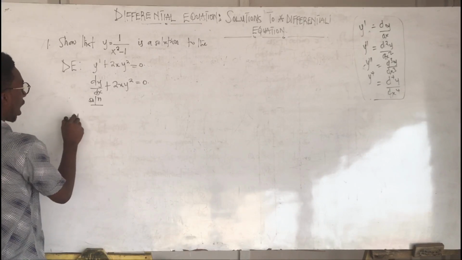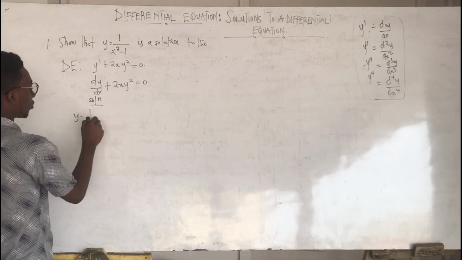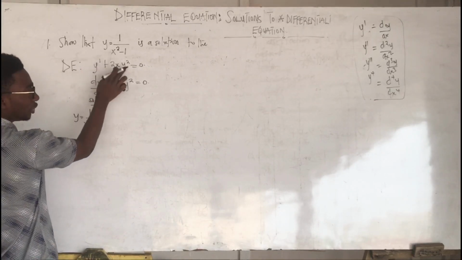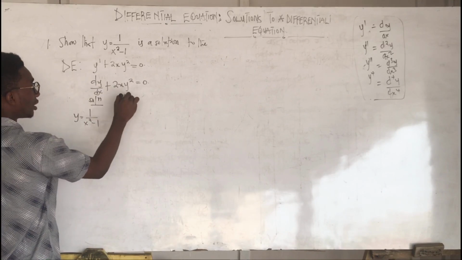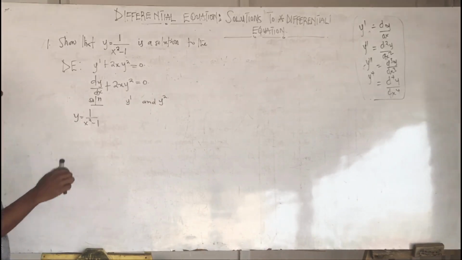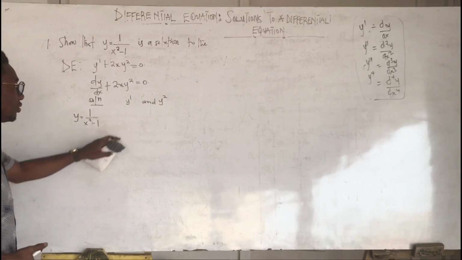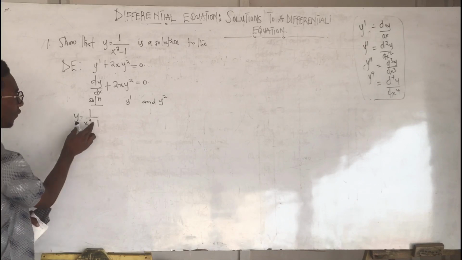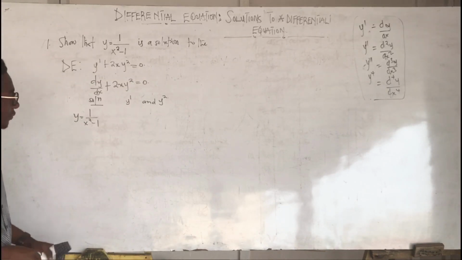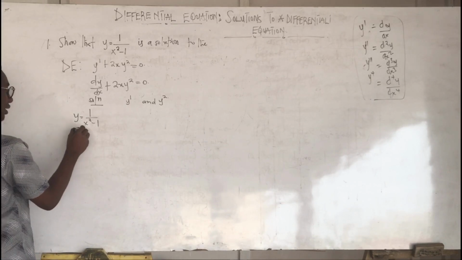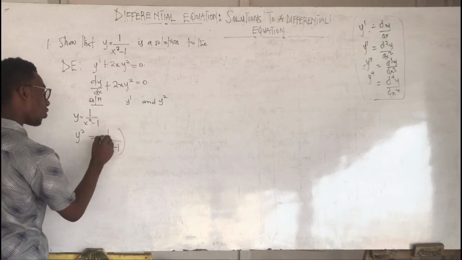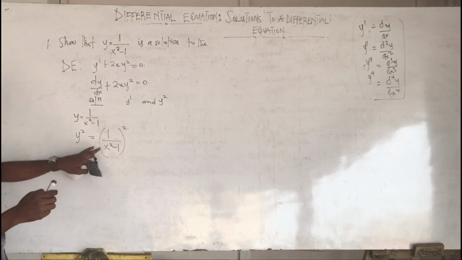So what is our y? Our solution y here is 1 over x squared minus 1. From the differential equation, we need y prime and we need y squared, so that we can place them into the differential equation and see whether we get 0. We can easily get our y squared, which is 1 over x squared minus 1, all squared.